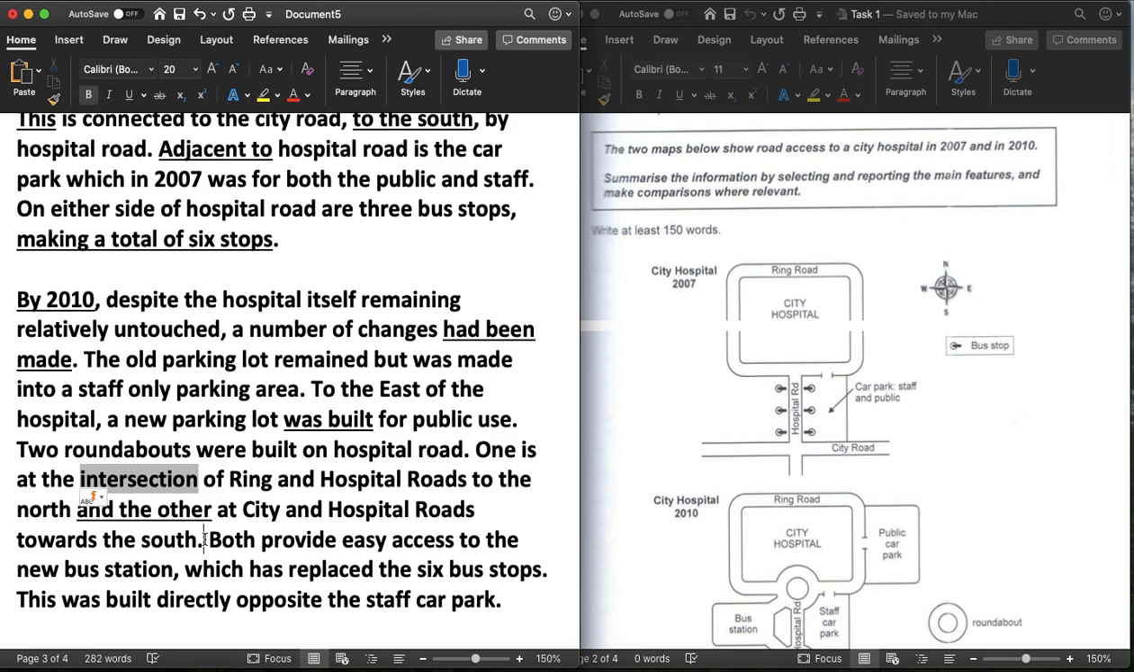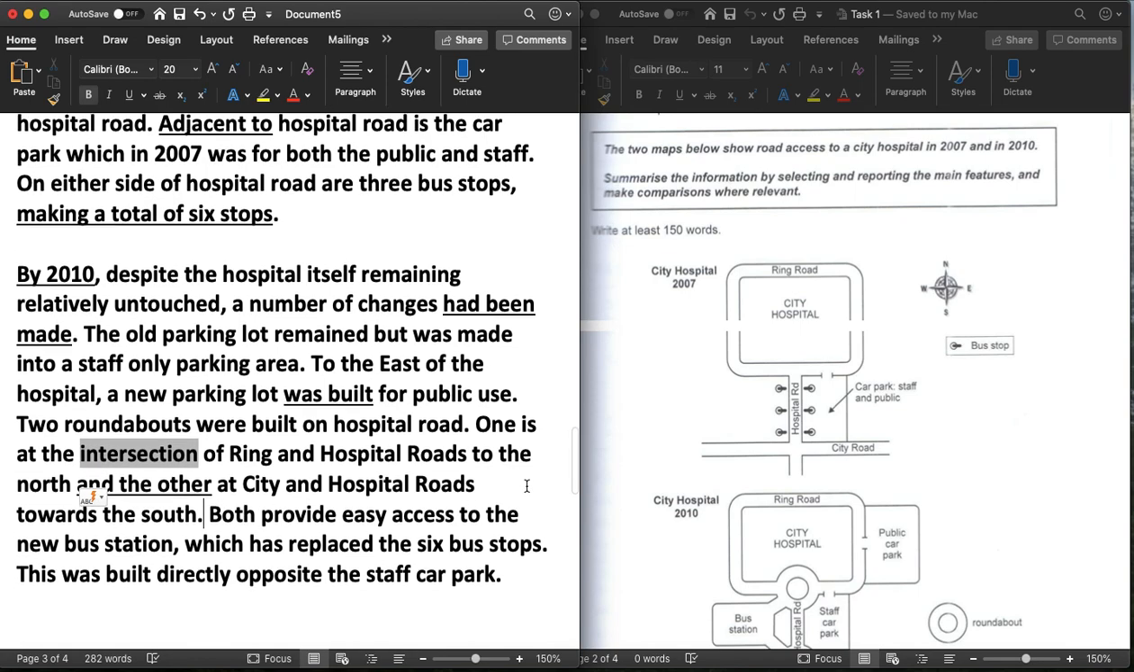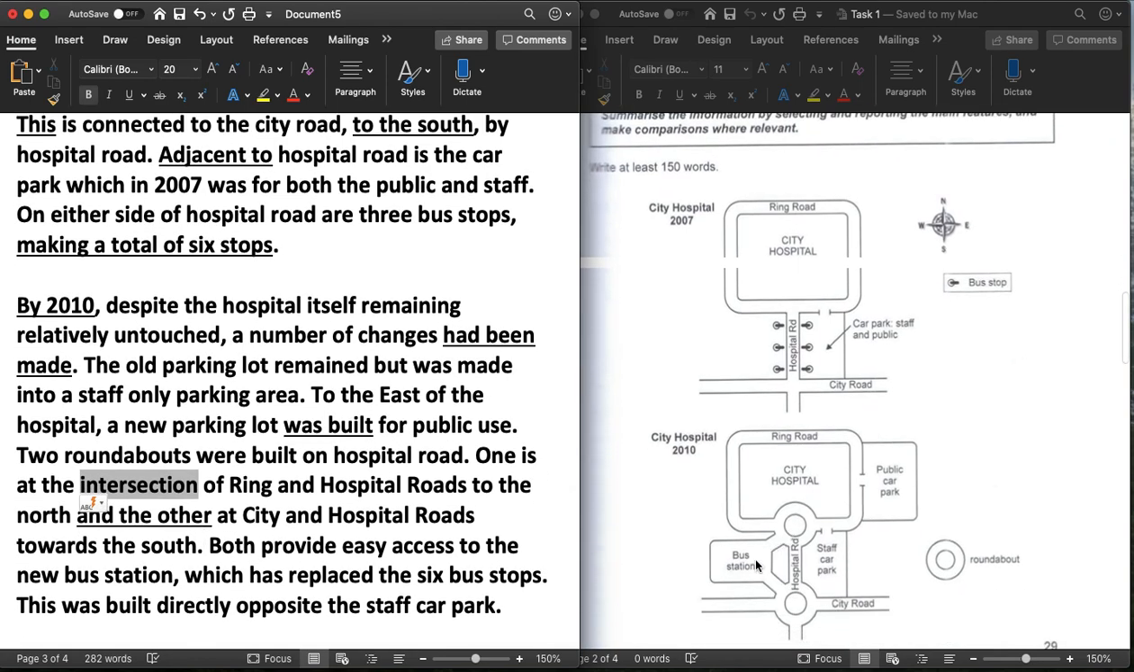All right, so again, that's a pretty long and complex sentence. Take a minute and read it over quickly, or take your time and read it over. Both provide easy access to the new bus station, so I've made the point that both of them also connect to the bus station here in the map. Both provide easy access to the new bus station, which has replaced the 6 bus stops. And then, again, just to highlight it, this was built directly opposite the staff car park, so it just highlights the location in writing. So that's a short video today.